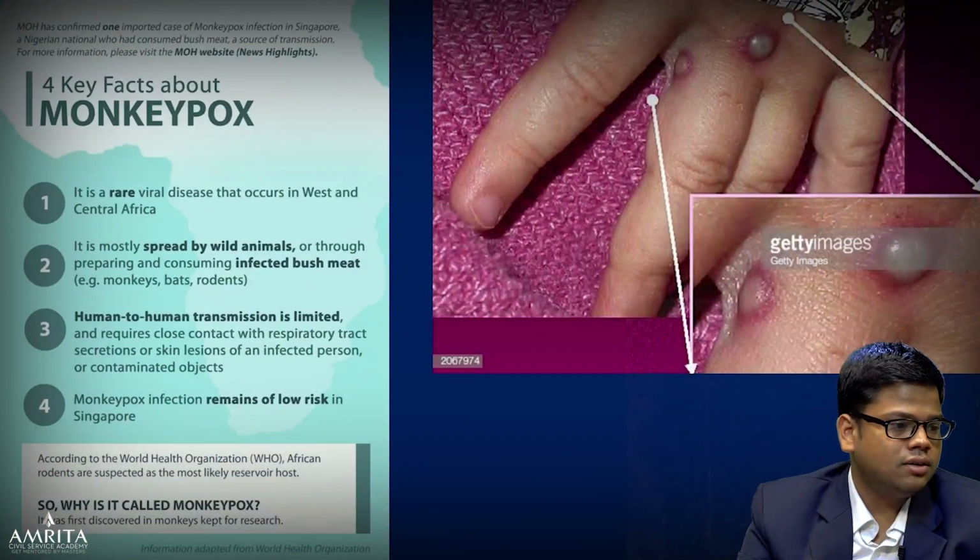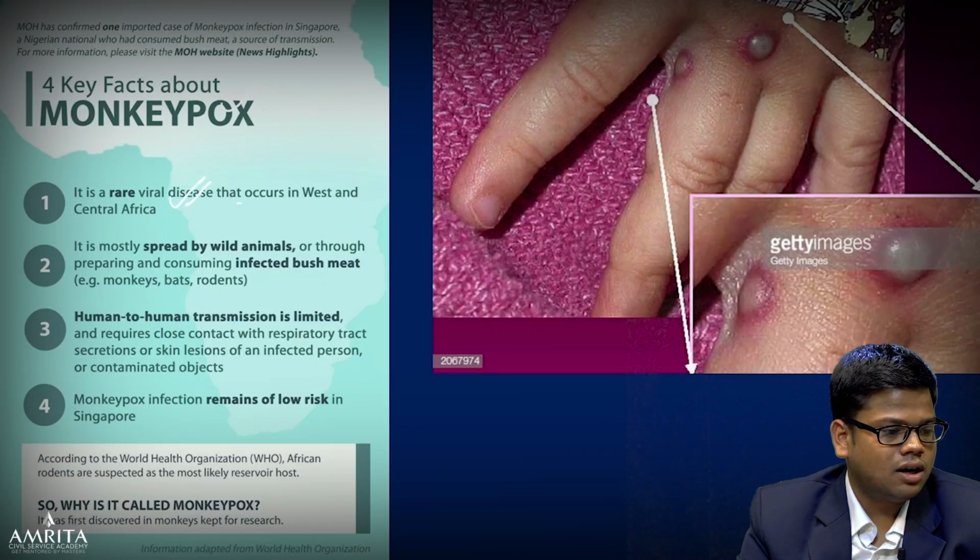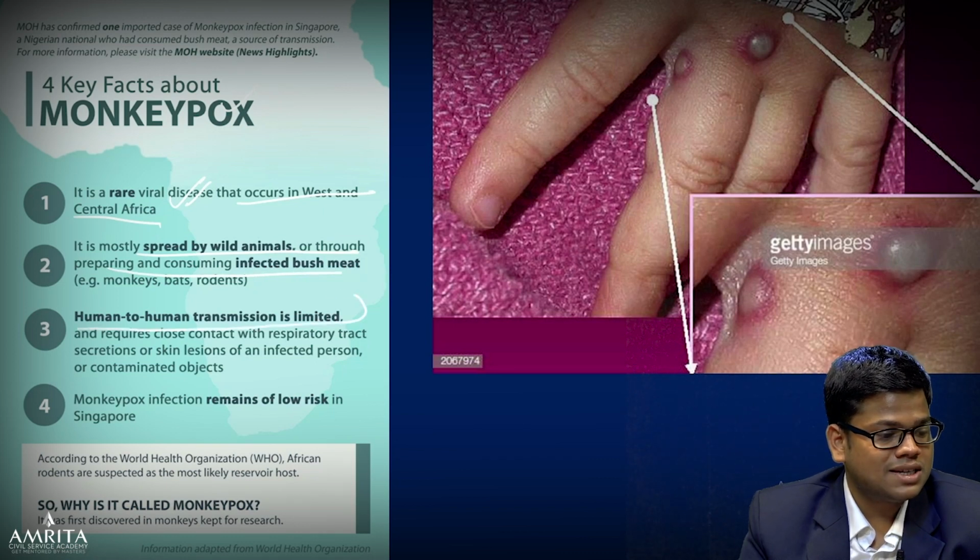So finally, this is a rare viral disease occurring in South, West and Central Africa. It is mostly spread by wild animals or through preparation and consumption of infected bushmeat. Human to human transmission is limited and requires close contact with the respiratory tract or skin lesions of infected people. Infection remains low risk in Singapore.